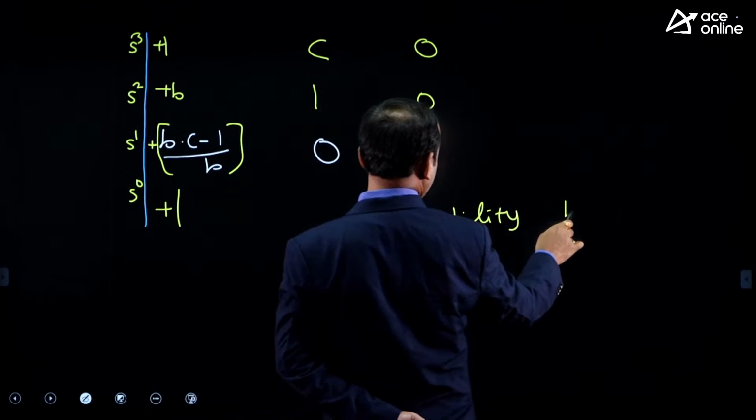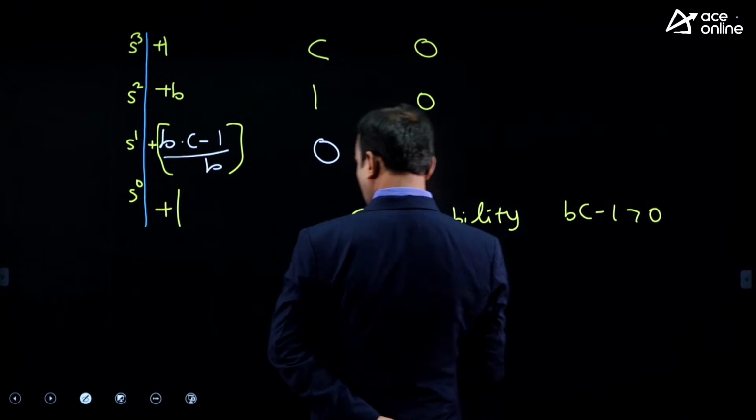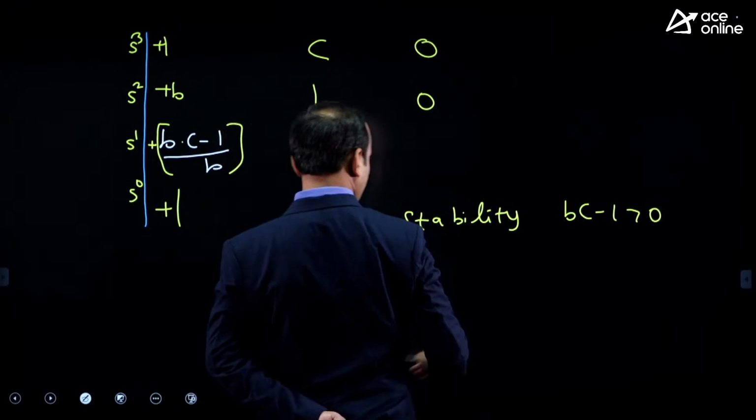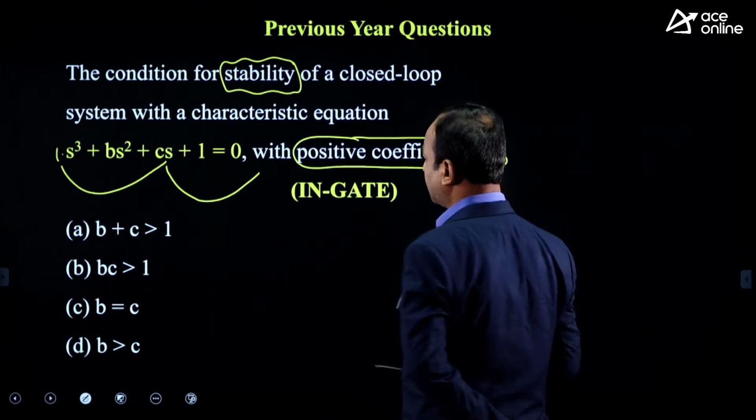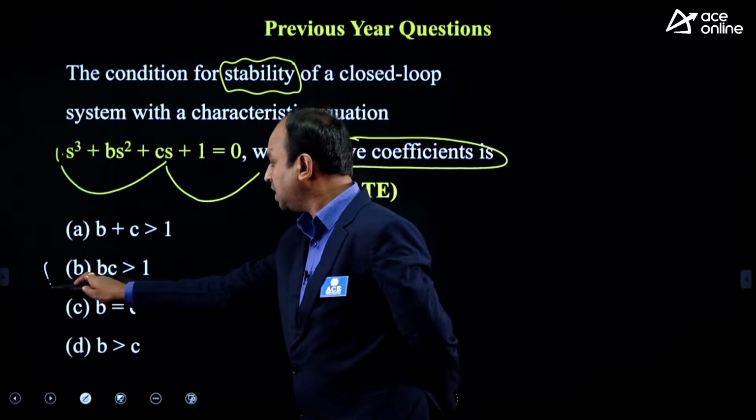So BC minus 1 greater than 0. So no doubt BC greater than 1 here. BC greater than 1 is the perfect answer. So what is the correct answer here? Option B is the right answer here.